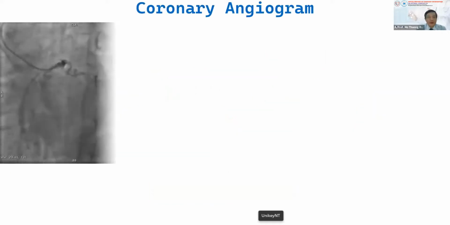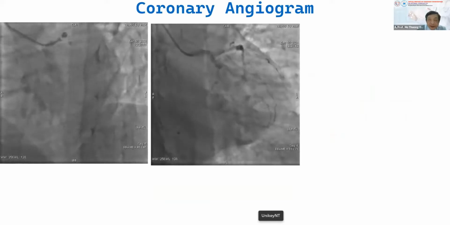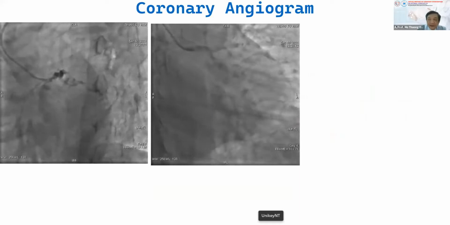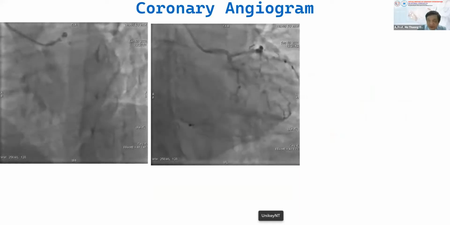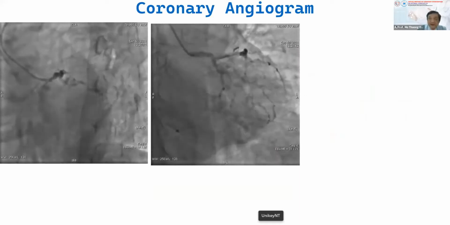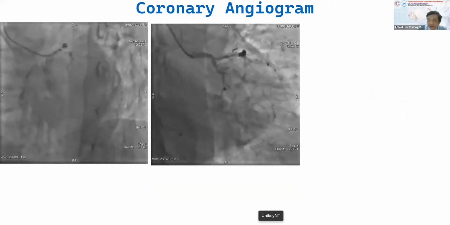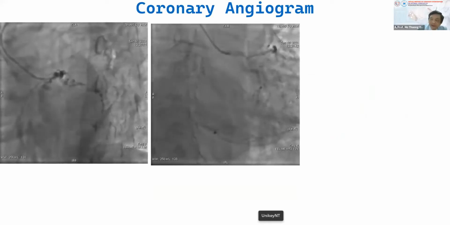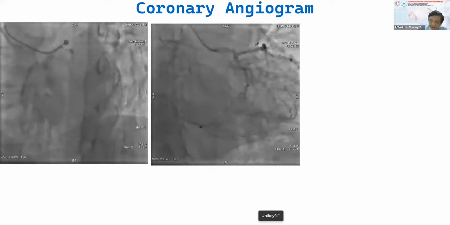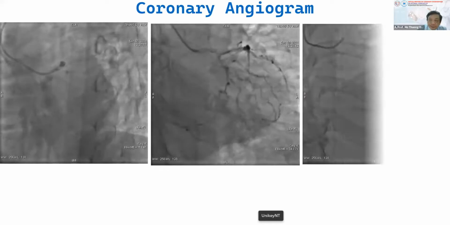Here, coronary angiogram. We see very severe calcified lesion in the distal left main and the proximal segment of LAD. The circumflex is not large. So I like to select one stent technique, but I must do a preparation very well of the distal left main and proximal segment of LAD.